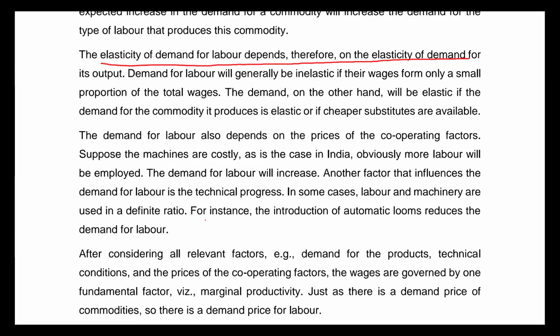The demand for that labor will not be elastic, right? That's what it means to be inelastic. To be elastic is to respond, to be responsive to the changes. So it will not be responsive to the changes. Why should it not be responsive to the changes? This is because this same demand for labor is actually only a small proportion of the total wage. Now, the demand, on the other hand, will be elastic if the demand for the commodity producers is elastic.